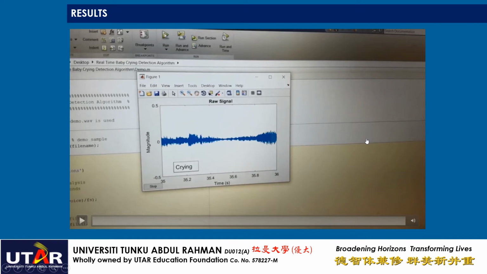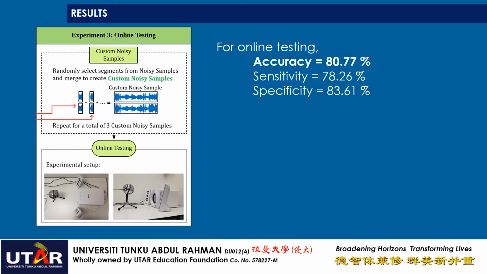So that was the setup for our third experiment, which we used for online testing. And in this online testing, we found that the proposed algorithm achieved an accuracy of 80.77%, along with a sensitivity and specificity of around 78 and 84%.